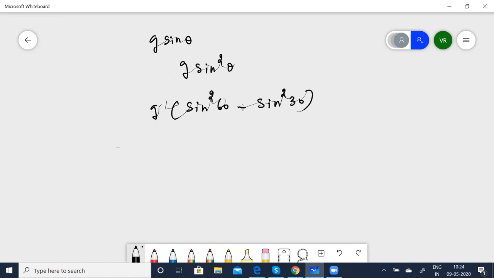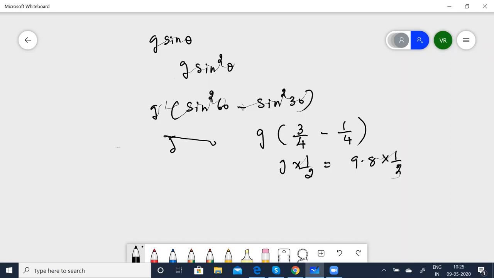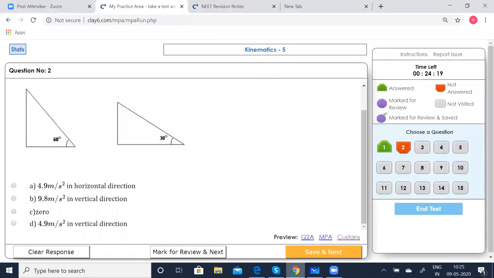You can simply substitute the values, simplify, and see that it is going to be g into sine squared 60, sine 60 is root 3 by 2. So it becomes 3 by 4 minus sine squared 30, which is half squared, that is 1 by 4. So 3 by 4 minus 1 by 4 is equal to 2 by 4, which is equal to half. So g into half, where g is 9.8, is equal to 4.9 meters per second squared.